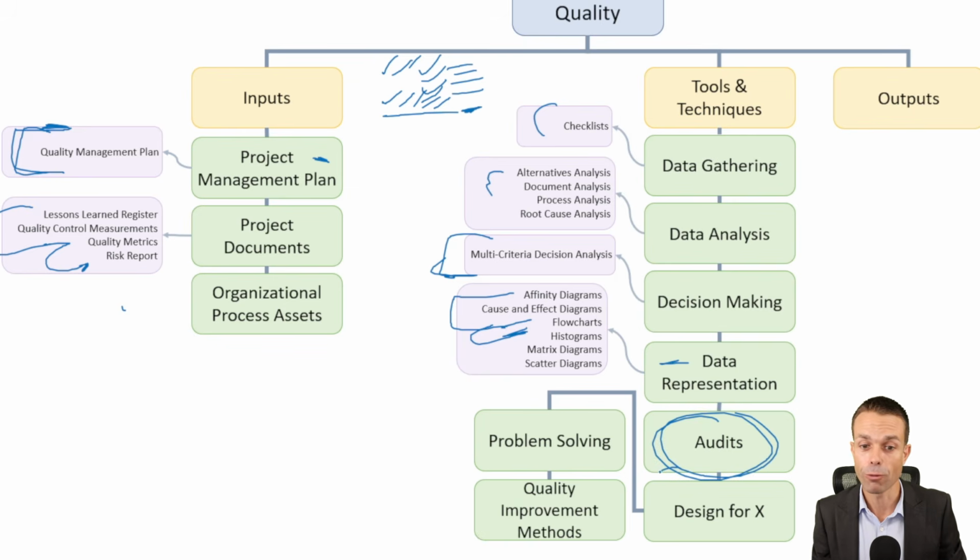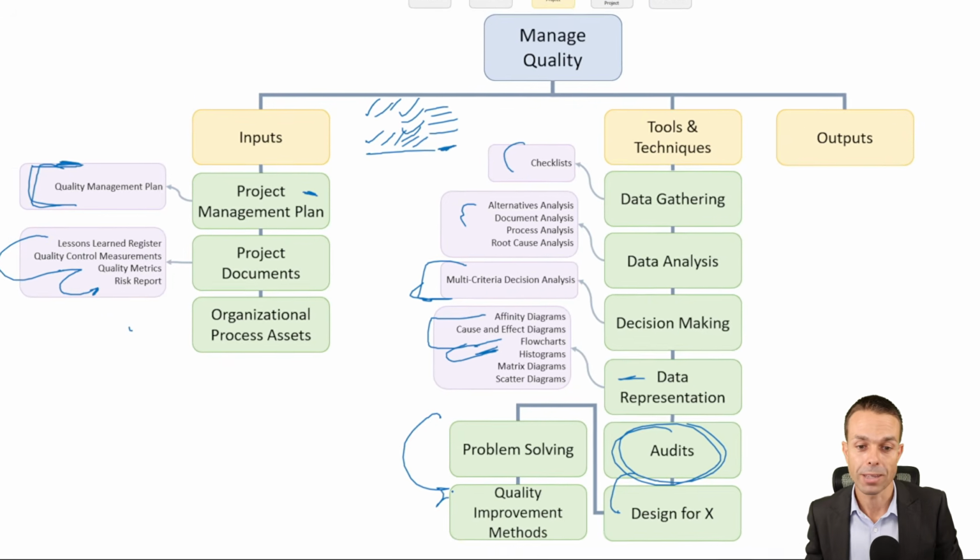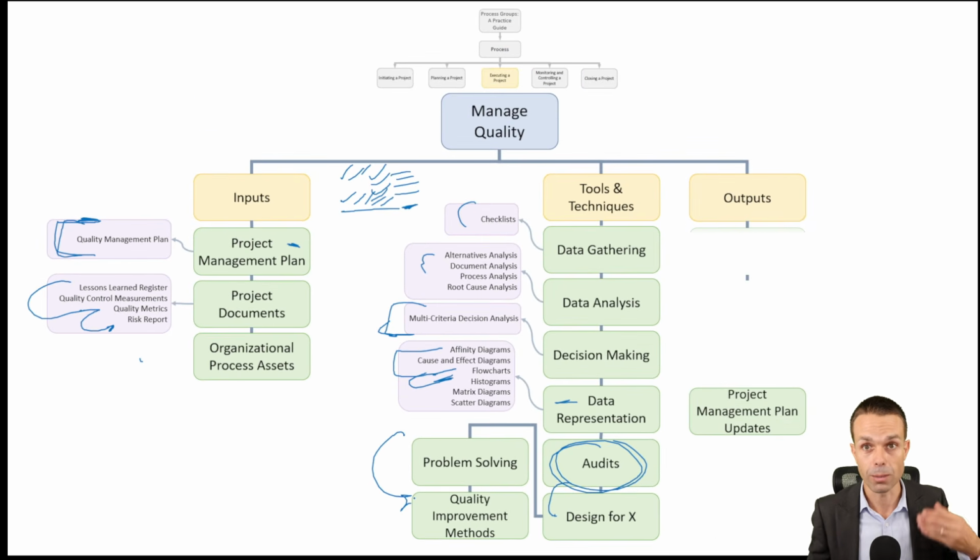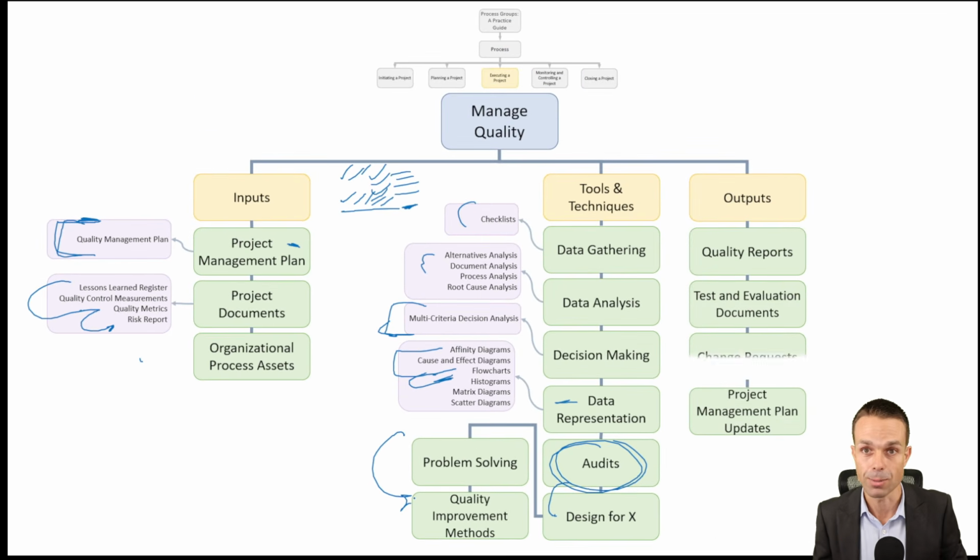Auditing, designing for X, which is designing for a particular idea like ease of use, for example, or ease of assembly. Problem solving, quality improvement methods. So can we improve our quality process and the quality of the item itself?